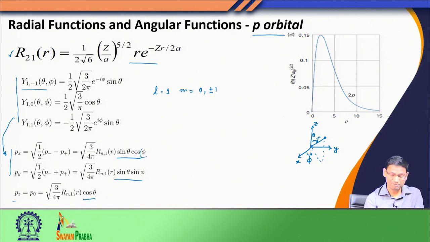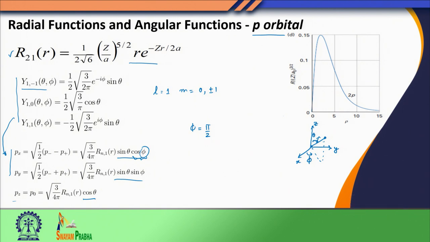So, you see when phi is pi by 2, then this cosine phi becomes 0. When does phi become pi by 2? Phi is the angle of the projection of this point onto the xy plane from the x axis. So, phi will be pi by 2 when the point exists anywhere on the yz plane. So, when phi equals pi by 2, that means the point is on the yz plane, I would see the angular part of the wave function becoming 0. Therefore, I develop an angular node. Similarly, for p y, when phi is 0, that means when it is on the xz plane, I develop an angular node.